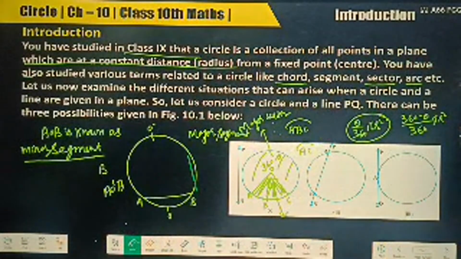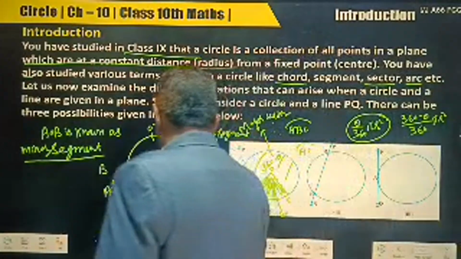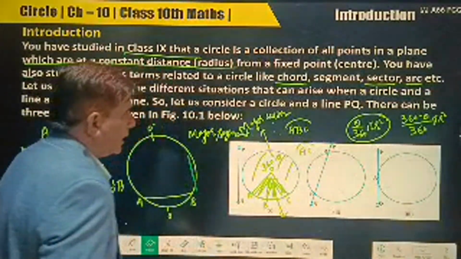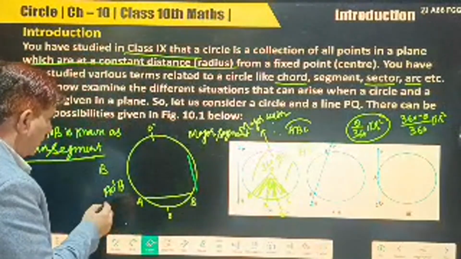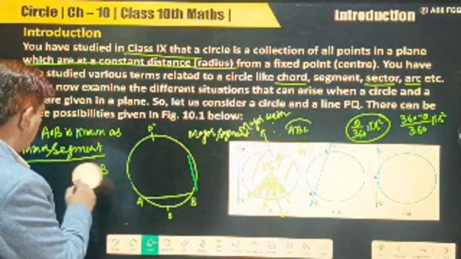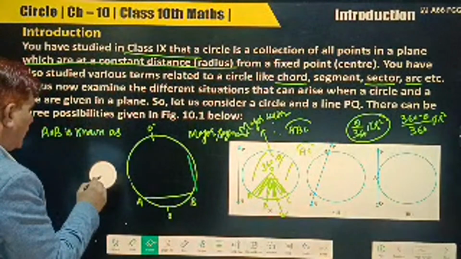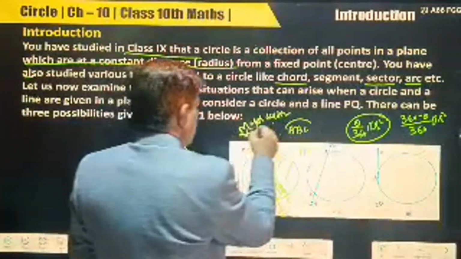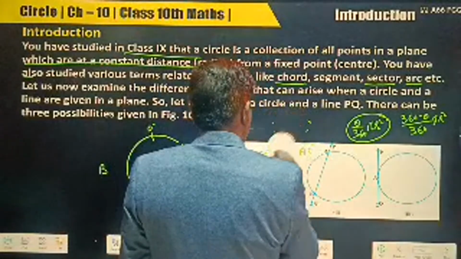So the next question arises in our mind. How can we find out the area of this minor segment and the major segment? Whose area? Minor and major segment. So how can you find this out? This is the question.